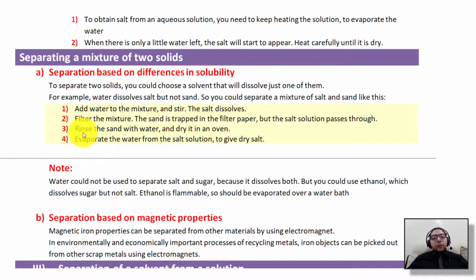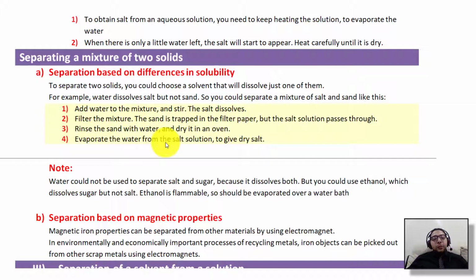Then you're going to rinse the sand with water to make sure that it's clean, and then you dry it in the oven to get the sand pure in one side. Then when you have the salt and water, you're going to evaporate the water in order to get the salt out of the salty solution.